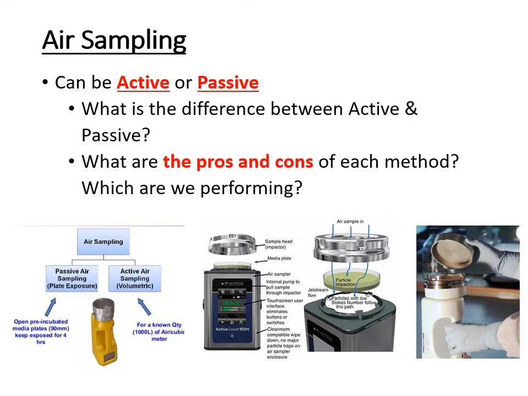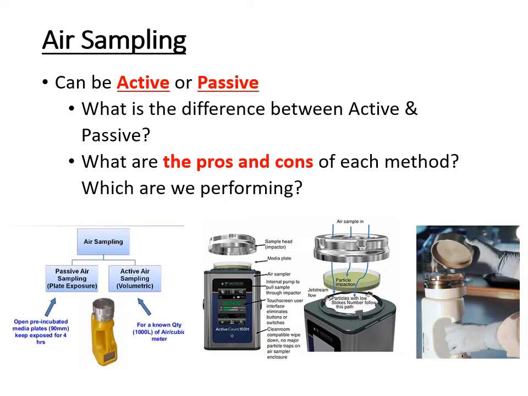So first, let's talk about active air sampling. That's the one with the big piece of equipment, the fancy piece of equipment, pulling air through. And as soon as you hear special equipment, fancy, well, the pros of that is odds are that pump is going to get every little bit of air. You have a better accuracy with that experiment. So active air sampling has the pros that it's more accurate.